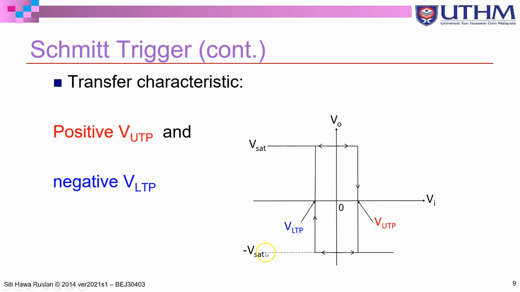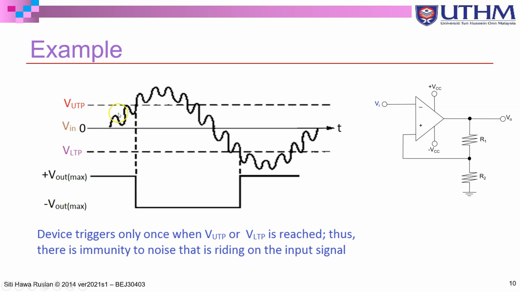or negative VCC. This is an example of a sinusoidal waveform corrupted with noise, and this is the voltage input to the negative terminal. So again, this input voltage will be compared with the upper threshold point and the lower threshold point. As long as your V in is less than the upper threshold point, or V upper threshold is greater than V in, and V upper threshold is at the positive terminal, your output will stay positive. When V in is greater, the output will go negative.